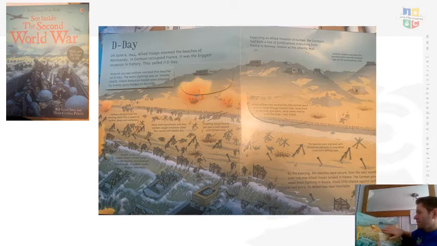German soldiers fired machine guns and mortar rockets from concrete pillboxes built into the cliffs. I'm not sure if you can see them on the page. You can see them on the picture that's on the screen now. German machine gunners fired from gun pits along the cliff top. The pits were linked by tunnels and trenches.